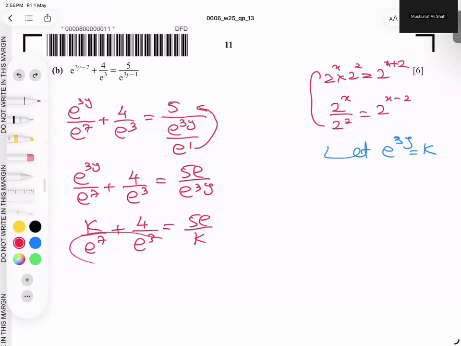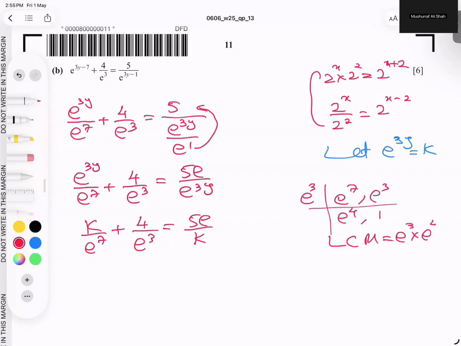Multiply by the LCM. What is the LCM of e to power 7 and e to power 3? Check, students: e to power 7, e to power 3. If we take e to power 3 common, e to power 4 is left. Then the LCM is e to power 3 into e to power 4 into 1, so e to power 7. Basically the LCM of the left hand side is e to power 7. So I can write k here, and plus 4 e to power 4. I think this part is very clear.